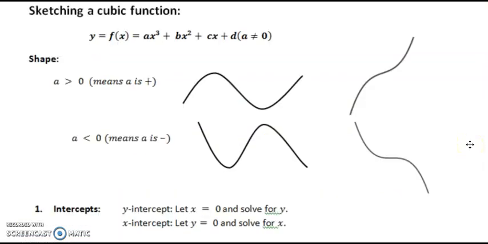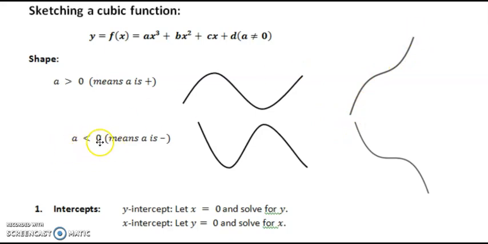Right, to conclude on sketching a cubic function, y is equal to f of x is equal to ax cubed plus bx squared plus cx plus d. We saw the motion that the graph takes when values are changed. If a is greater than 0, it means a is positive. The graph will take the following motion, or even that one.